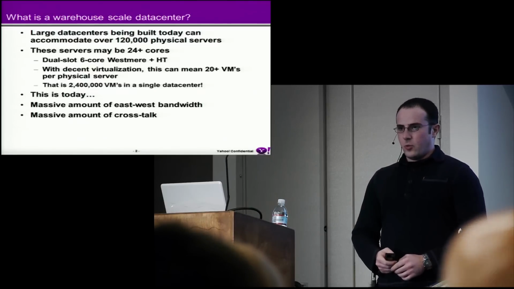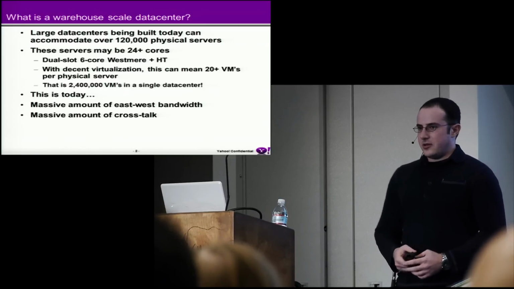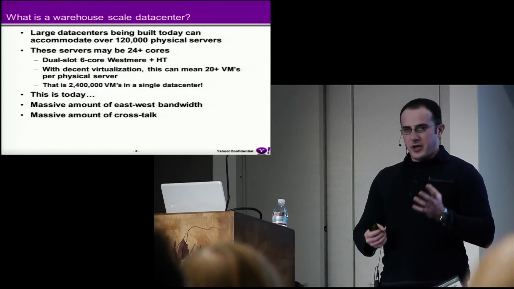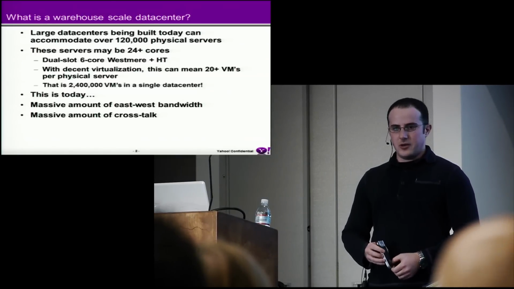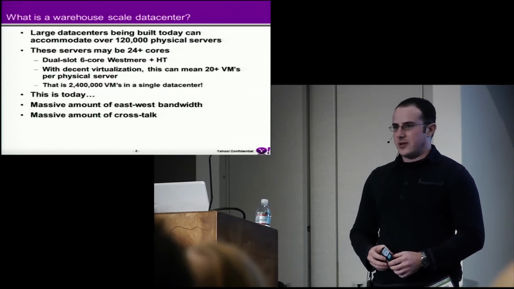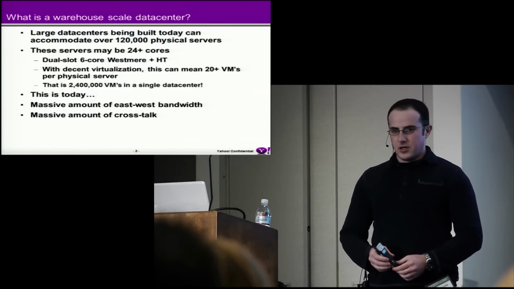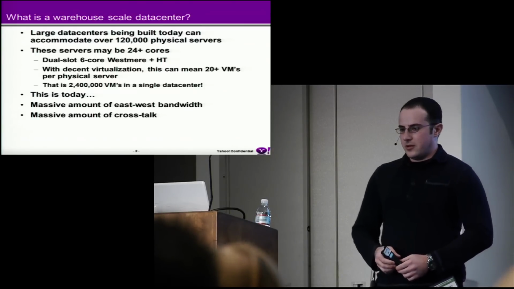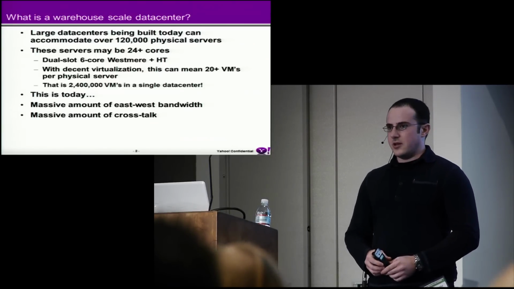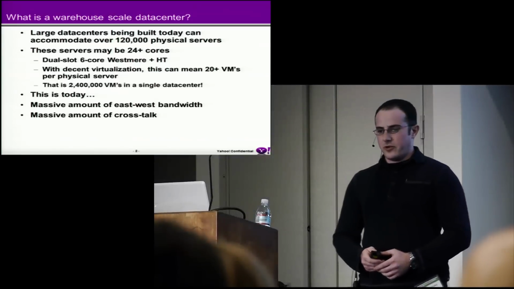So first of all, what is a warehouse-scale data center? It's a large data center. About a year ago, we publicly said that our latest design at that point in time housed 120,000 servers. Again, that was about a year ago. These are pretty beefy servers. They have up to 24 cores exposed to the operating system. Most of them are dual slot, six-core Westmeres, so with hyper-threading, you get 24 cores.